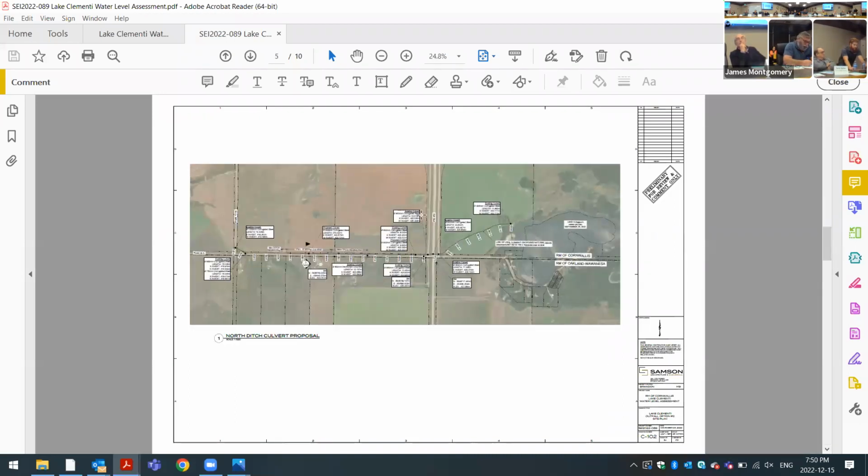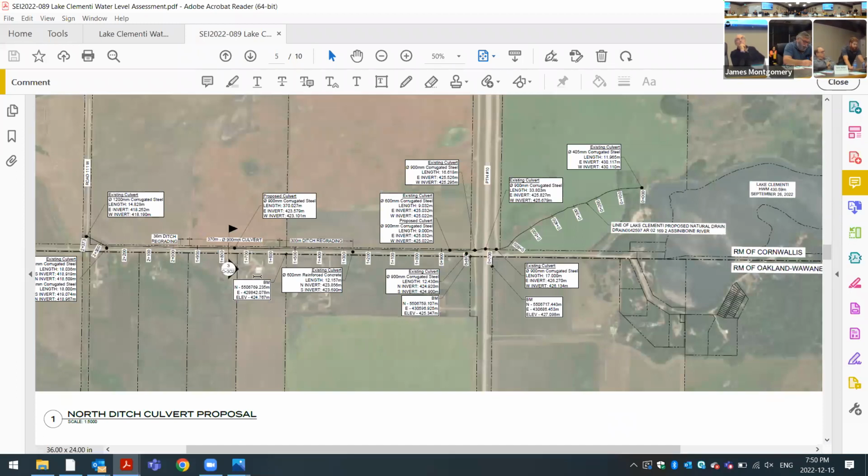North, okay, so that would be 102, I believe. 102. So this option here, we were thinking somewhere around 250, 275, something like that. We talked about.